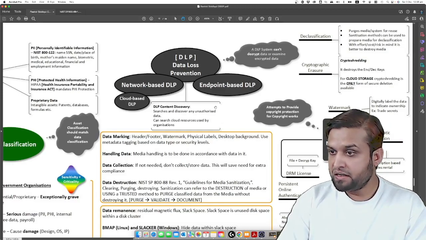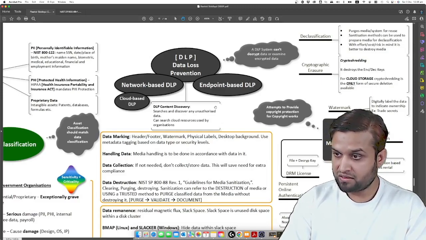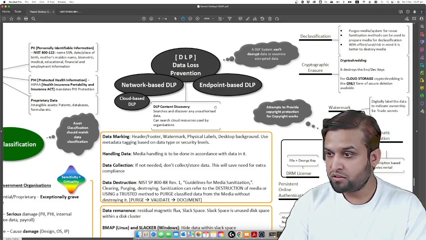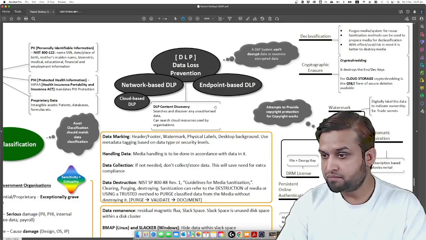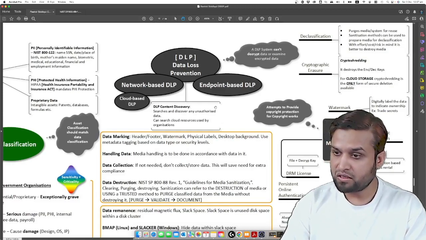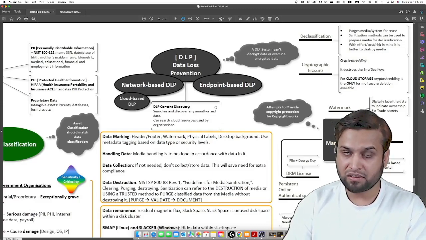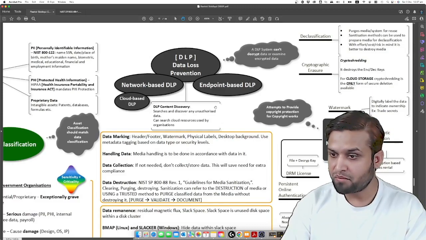So DLP content discovery actually searches and discovers any unauthorized data. It can search cloud resources used by the organization. So this is what DLP is. This topic is not too difficult, and the questions asked around DLP are very straightforward, so I will not invest much time there.